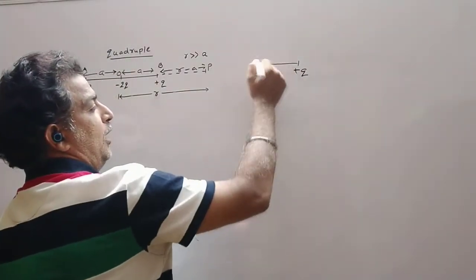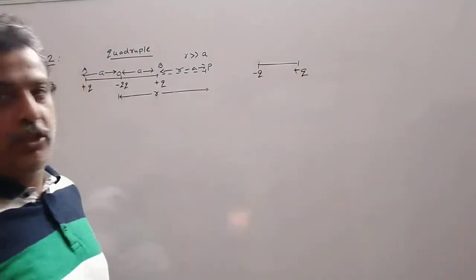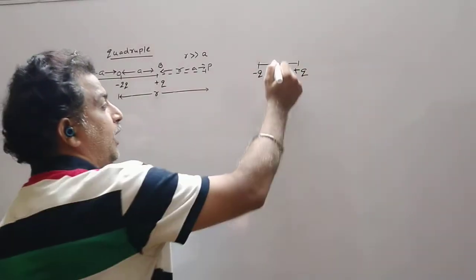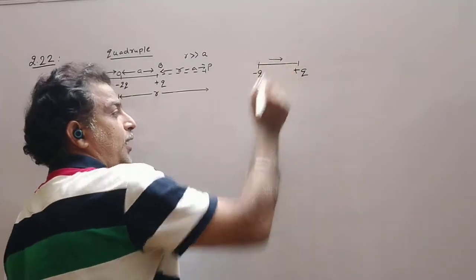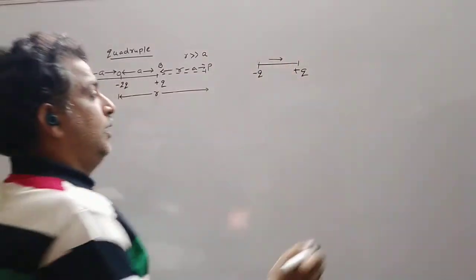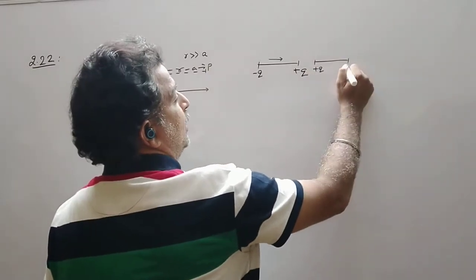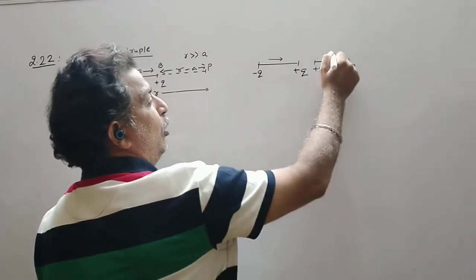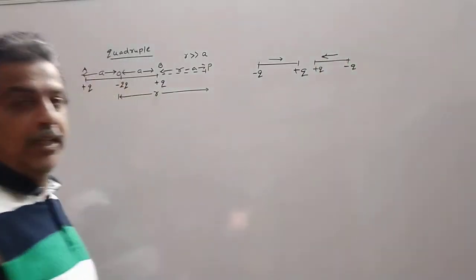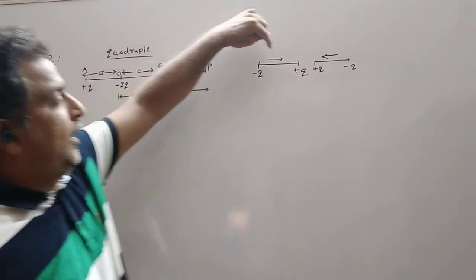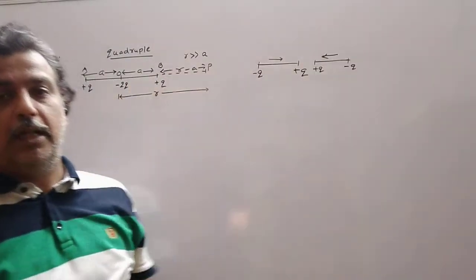If I have to find out the direction of a dipole moment, it is from negative to positive charge. So this is the direction of a dipole moment. I consider another dipole plus q minus q, an identical dipole. So its direction is from negative to positive charge. The direction of both the dipole moments is opposite.